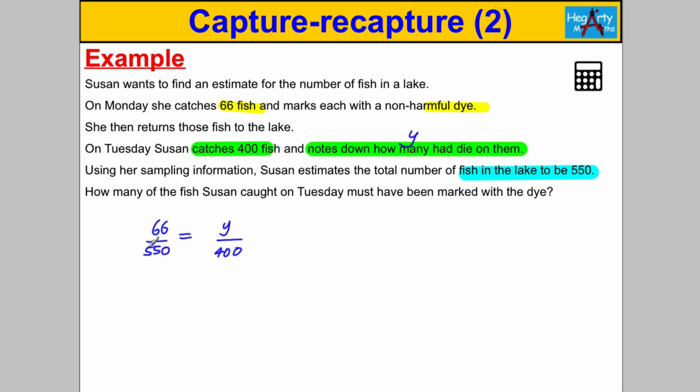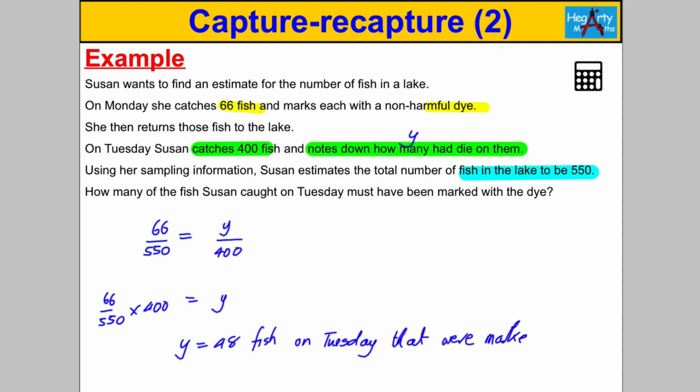So multiplying both sides by 400, we would get here that y is going to be equal to 66 over 550 multiplied by 400. And you're allowed to tap that in your calculator and you get yourself the answer that y is going to be equal to 48. And they were the fish on Tuesday that were marked.